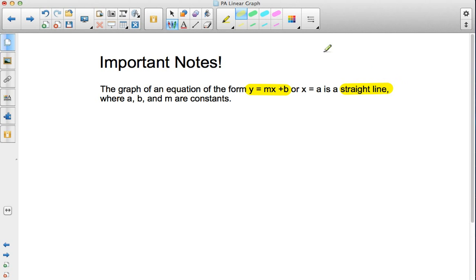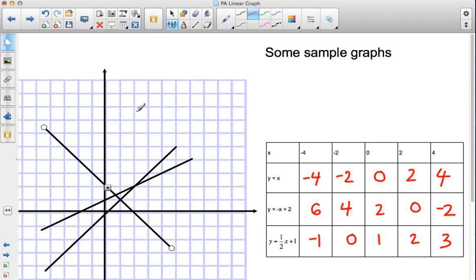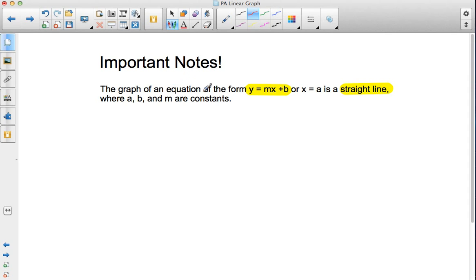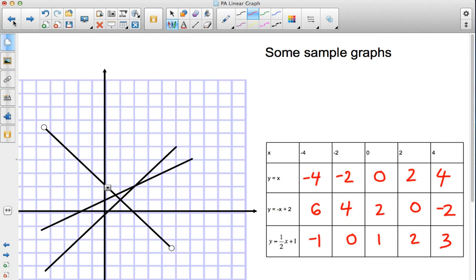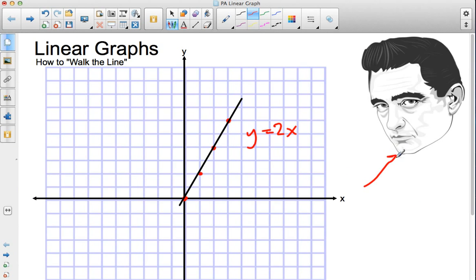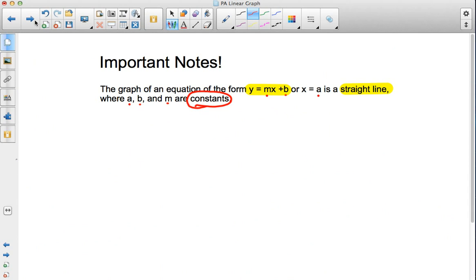Okay, yes, it's true that all lines are straight by definition. But in this case, we want to talk about the shape that they take on the graph, and we see we have lines. So, the graph of an equation of the form y equals mx plus b, or x equals a, is a straight line where a, b, and m, the values in these equations, so in this case it's m and b, and in this case it's a, they are all constants. Do you remember what the word constants means? Do you know who this man is? Bonus points for both of those answers tomorrow.